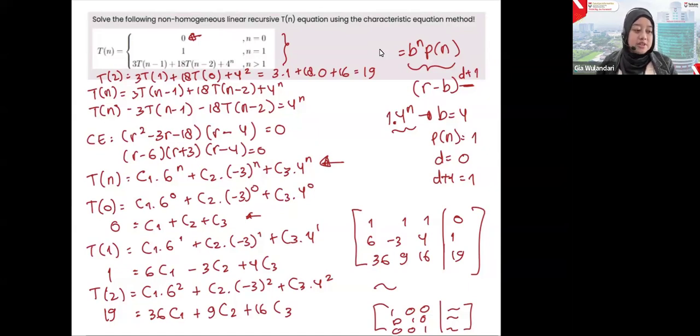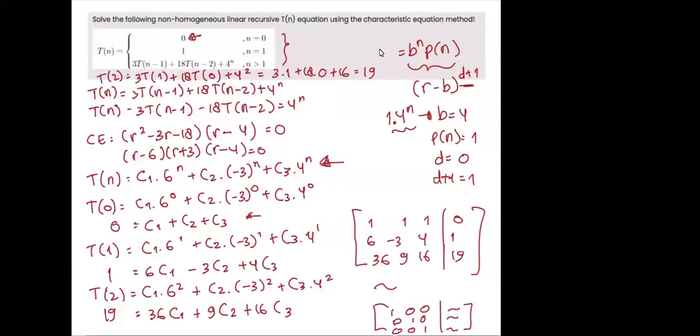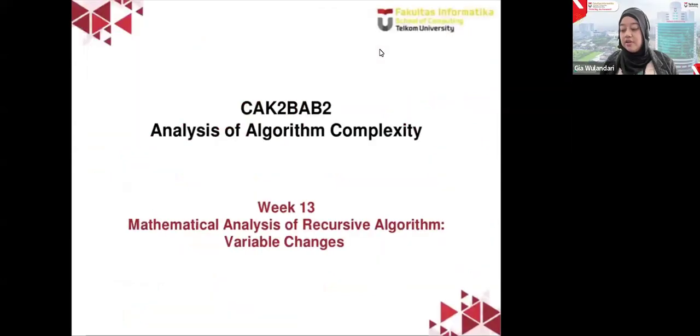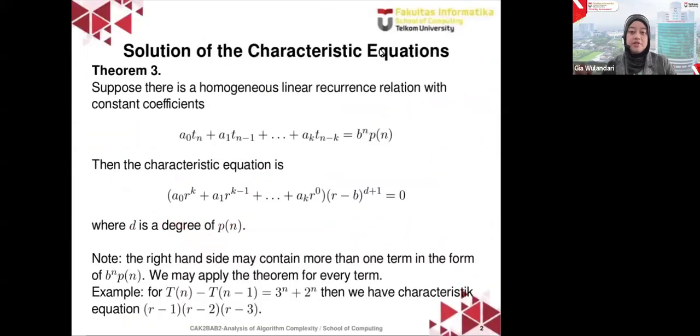Okay, is there any question for this problem? No. Okay. So we will continue our topic, which is the last one. But before that, I forgot to tell you something about the non-homogeneous linear recurrence relation. Sorry, it's supposed to be non-homogeneous.